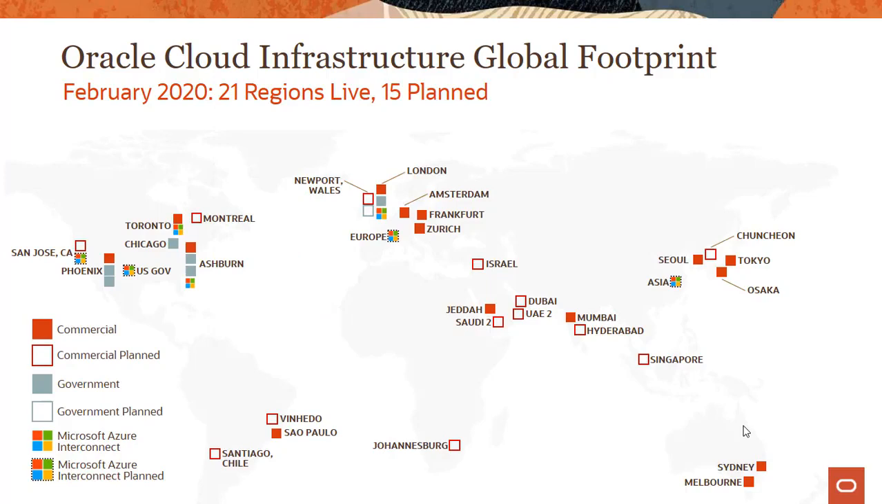Today we have 21 regions live around the world, and we also have 15 announced regions planned to go operational later this year. So by end of 2020, Oracle Cloud Infrastructure is going to have a global footprint of 36 regions worldwide. And you can see some of the commercial regions which are live today around the world, and some of the planned ones. You can also see some of the government regions available to some of the government customers. And we also have a partnership with Microsoft where we connect some of our regions to Microsoft Azure. You can see some of those regions here on the map as well.